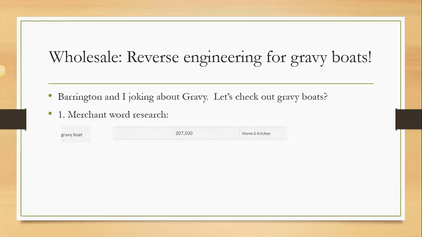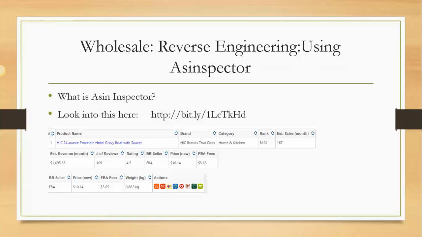So first off, we did a little merchant word research, and when we found gravy boat, we saw that over 207,000 people are searching for this per month. So that's usually the first stage of my research, whether I'm at a trade show or if I'm researching products that are already selling on Amazon that I want to replicate. So the next step, I use ACE Inspector.